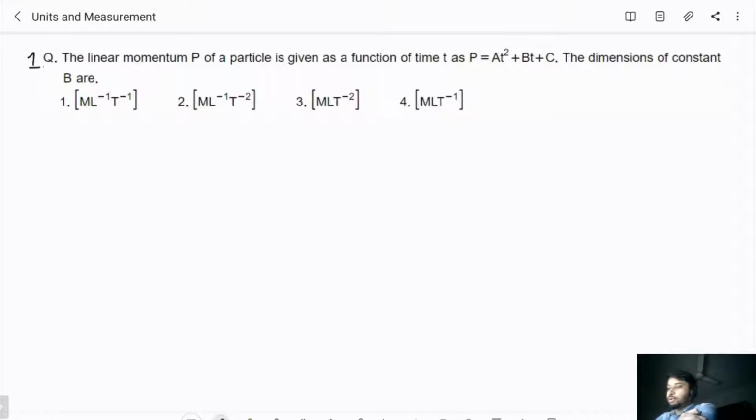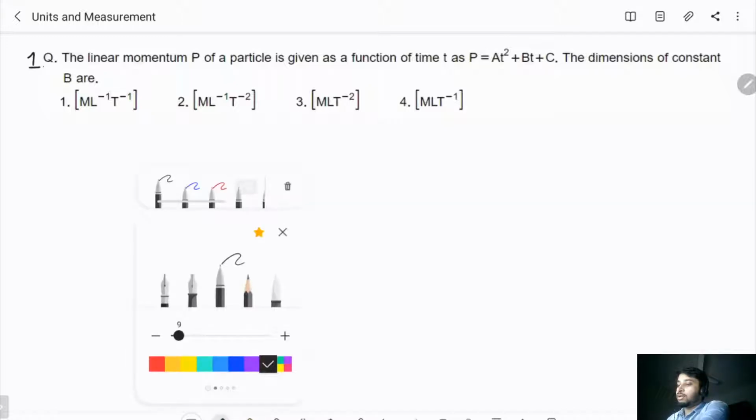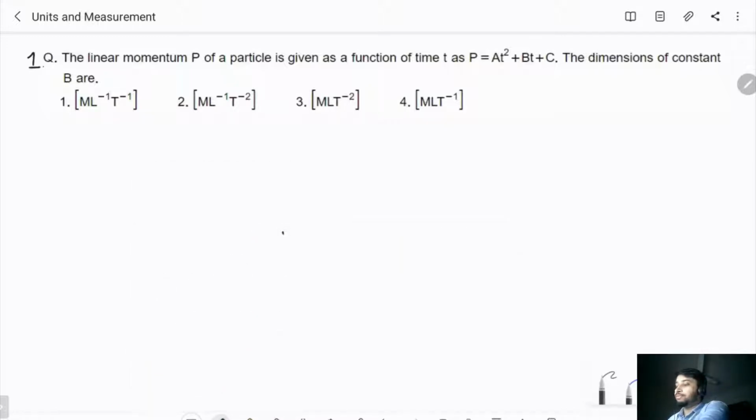So let us have a look at this first question. The question says the linear momentum p of a particle is given as a function of time. The dimensions of constant b are. So we need to find the dimensional formula for the constant b. Let us see how to solve this problem.